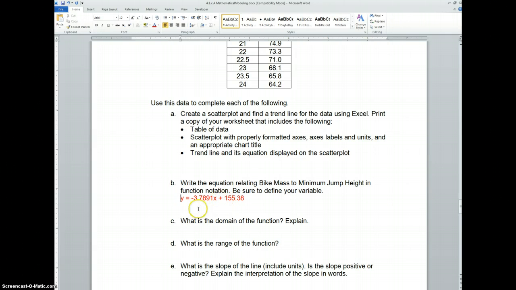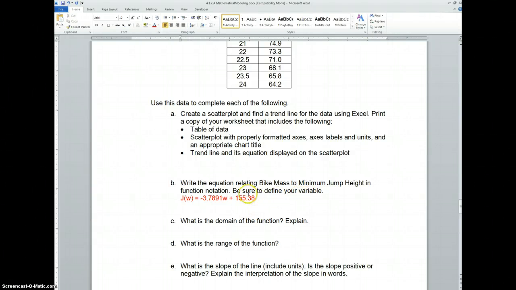Okay, but it doesn't want X and Y. What it wants is function notation. So this is actually going to be J of W. This is the jump as it's related to weight. And here it's going to be whatever number this is times the weight.